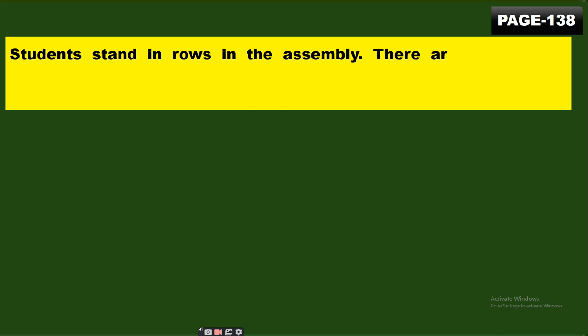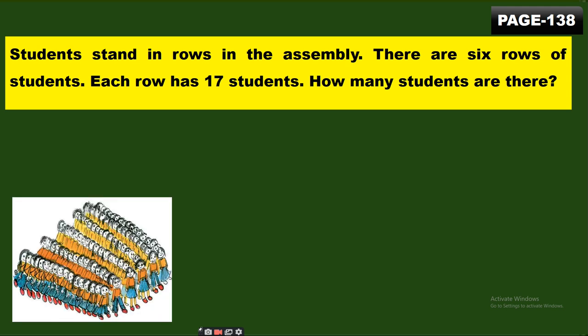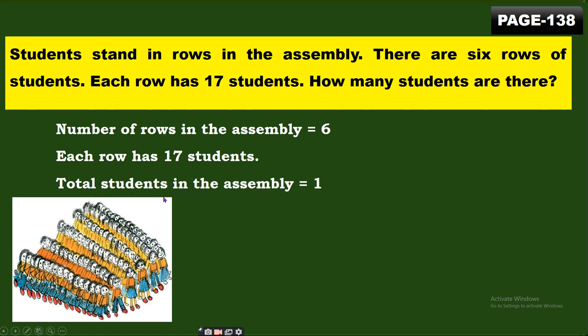Next question. Students stand in rows in the assembly. There are 6 rows of students. Each row has 17 students. How many students are there? So the number of rows in the assembly equals 6. Here you can see 1, 2, 3, 4, 5 and 6 rows in the assembly, and each row has 17 students. और हर एक रो में 17 स्टूडेंट्स खड़े हैं, वैसी 6 रोज हमारे पास है. Therefore, the total students in the assembly equals 17 multiplied by 6.